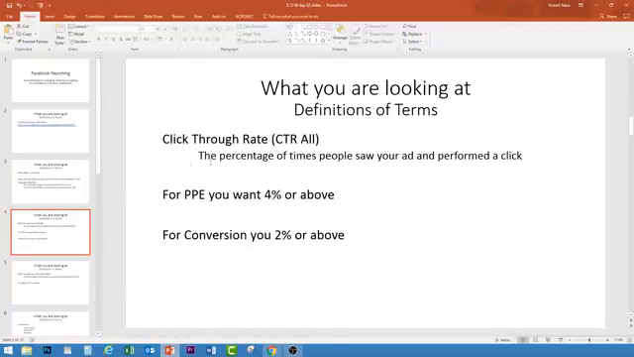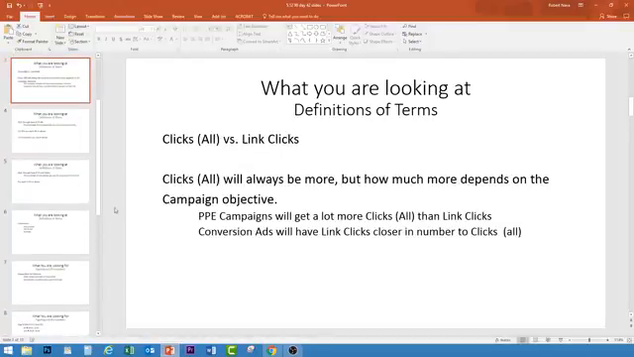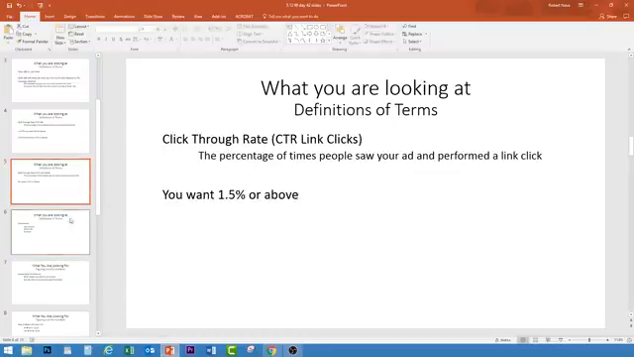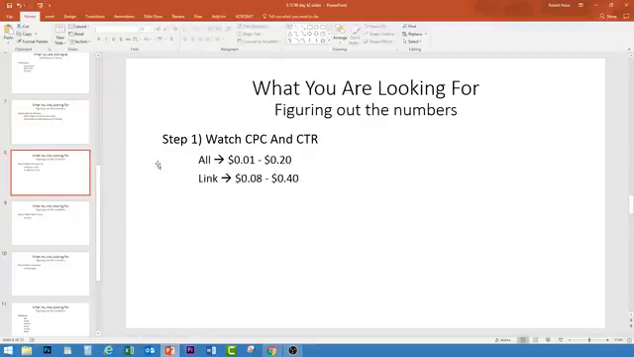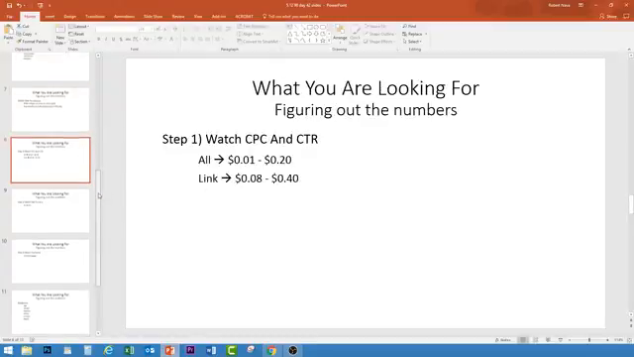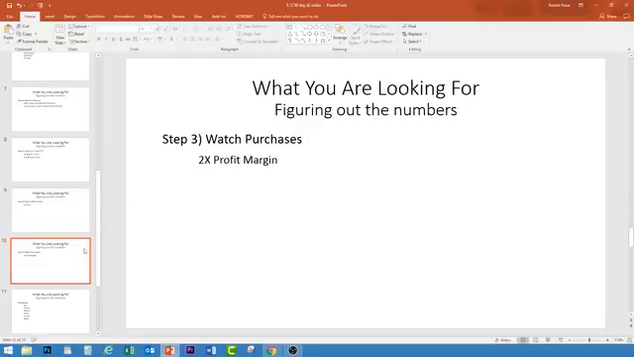And then we talked about the different click-through rates and the different percentages that you should be looking for based on the campaign objective that you have. And then we talked about conversions, what the different types of conversions are, and the flow of your ad process of optimizing for content, carts, and then purchase. While you're doing that, you're looking at the reporting metrics for each one at the same time. You're looking at the spend for clicks, the spend for add to carts, and 2 times the profit margins for your purchases when you're looking at your campaigns.